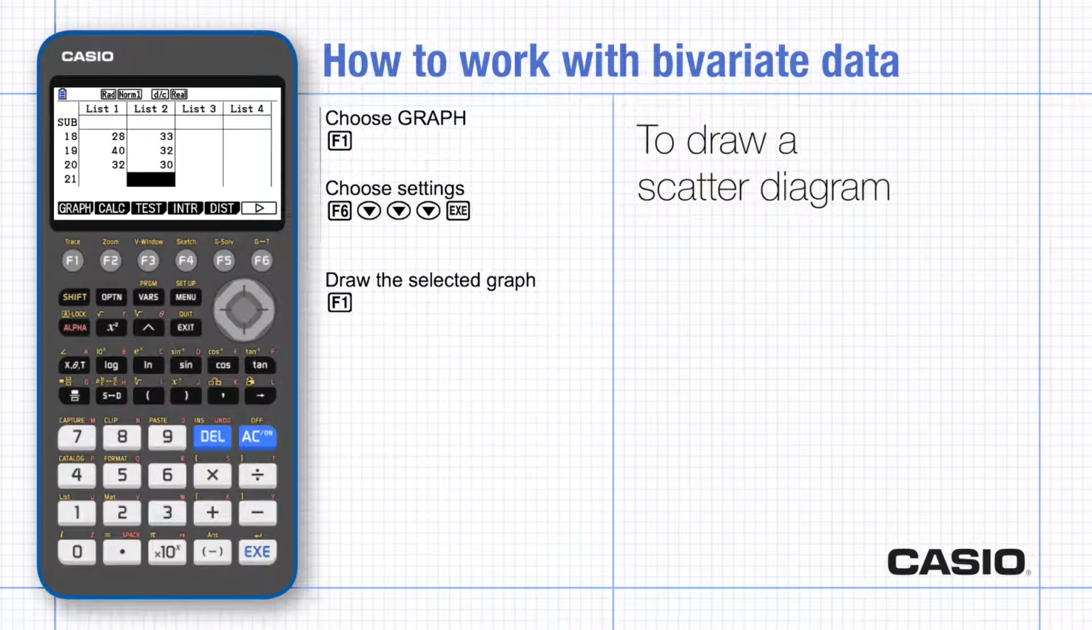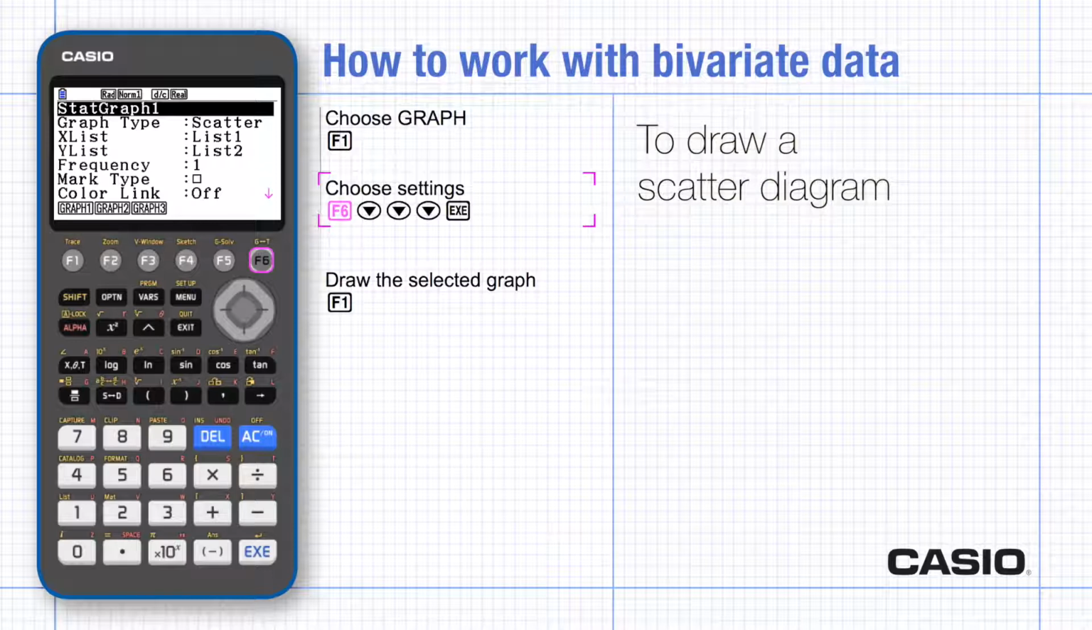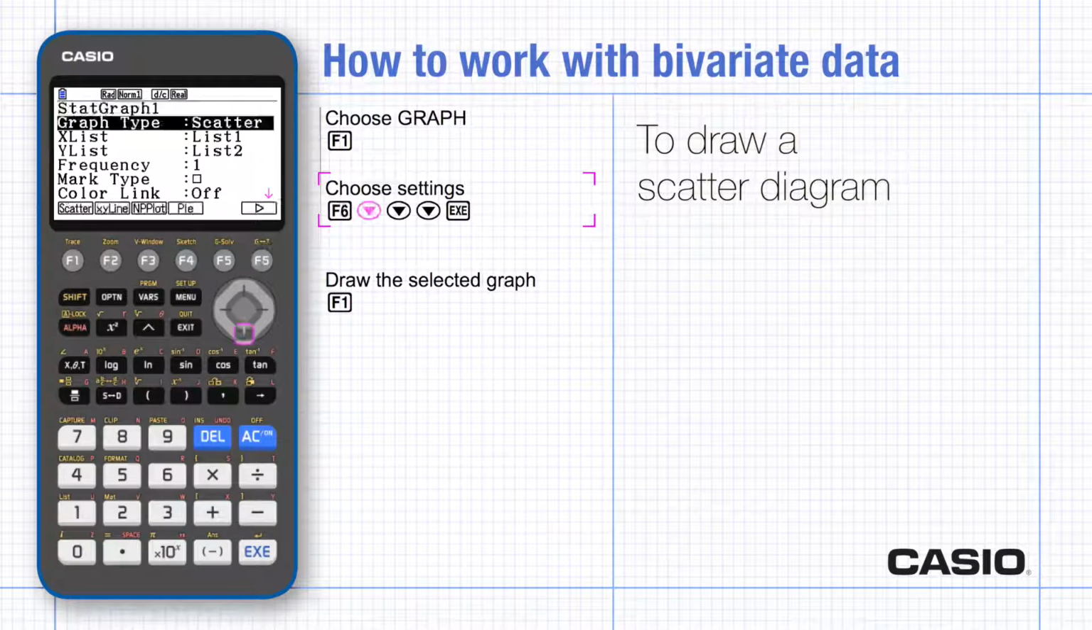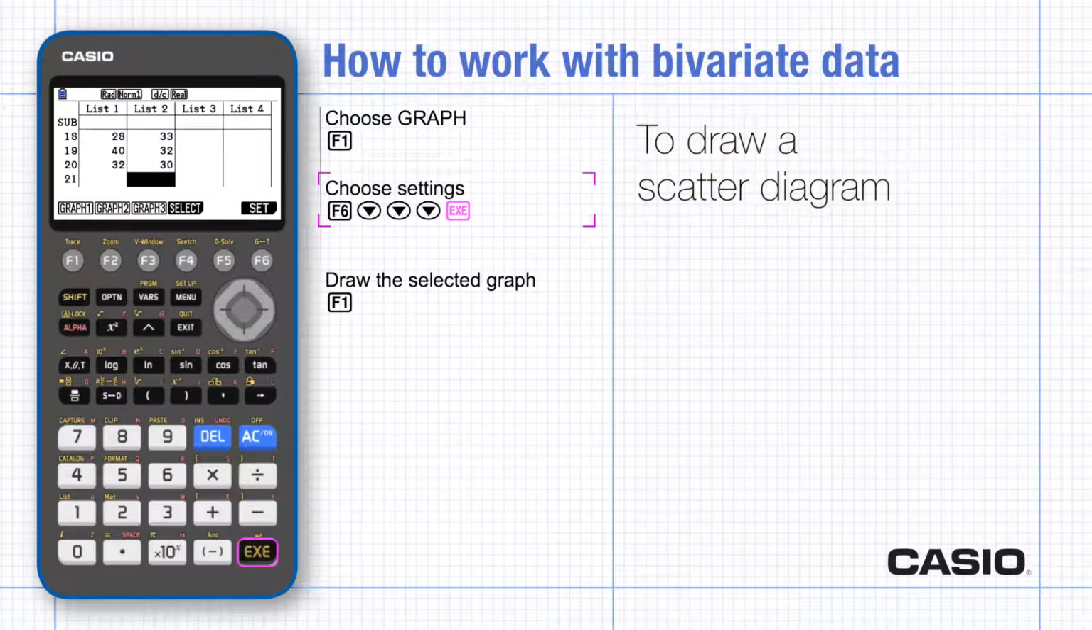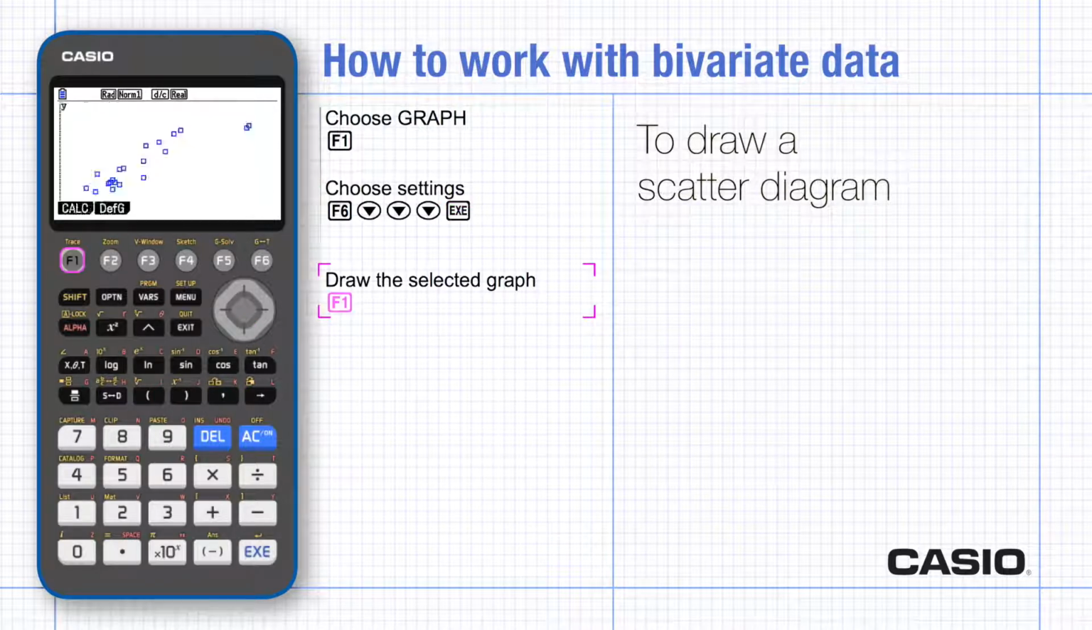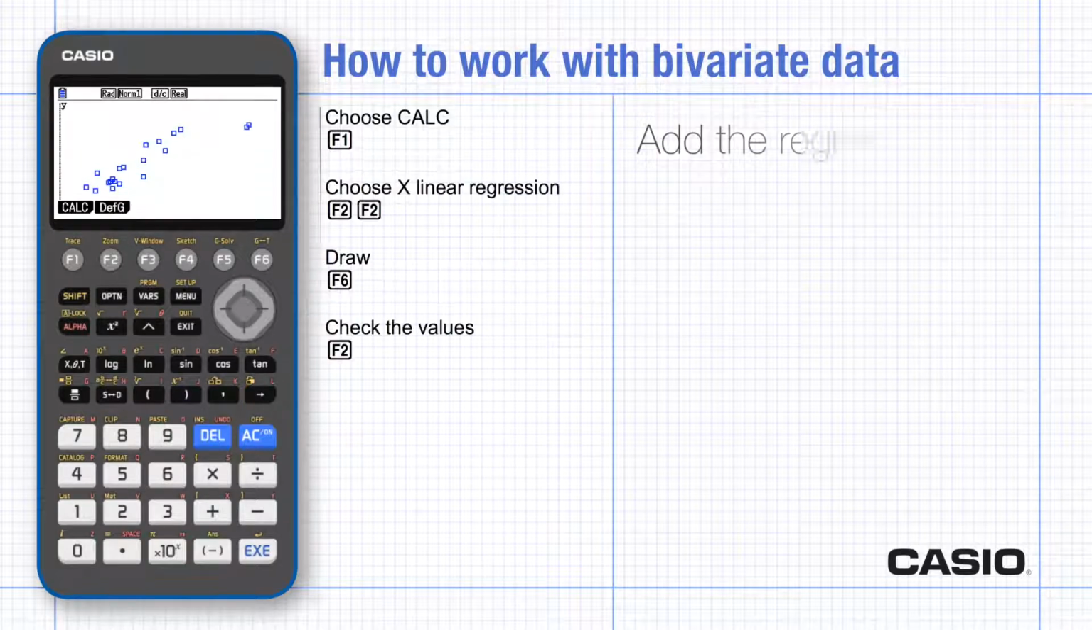To graph the data, choose Graph and go to Set and select the type of graph and which lists to use for the graph. The default settings give Graph 1 and a scatter diagram. Use list 1 for the X and list 2 for the Y values. Press Graph 1 to draw the scatter diagram. The shape of this scatter diagram gives a good idea that linear regression is appropriate for this data set.